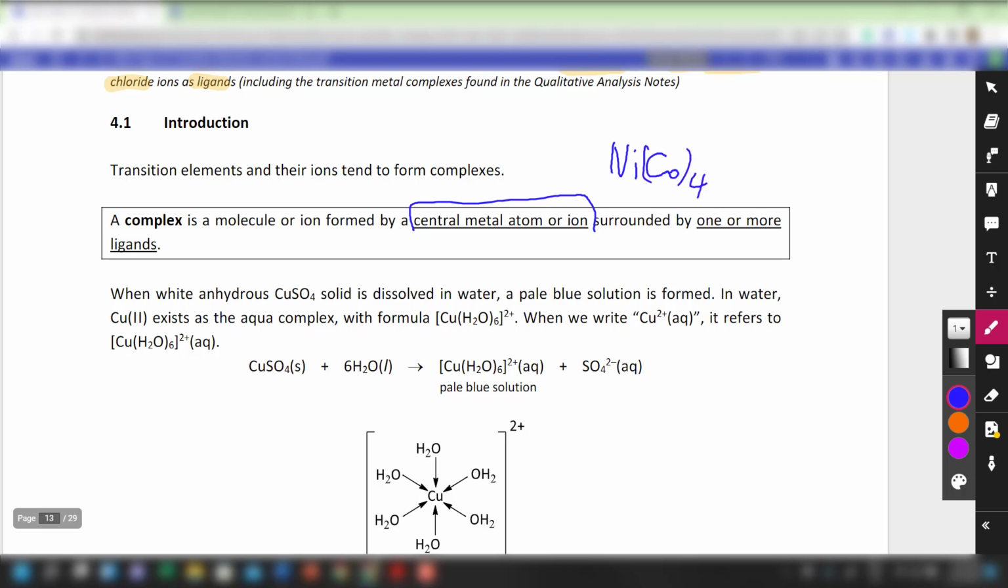Your nickel exists as an atom, and then your carbonyl, sorry, this should be CO. Your carbonyl is the ligand, which is also a neutral ligand. Do take note that a ligand need not be charged. A ligand can be neutral. For example, ammonia is a neutral ligand, carbonyl is a neutral ligand. Also, the overall complex need not be charged as well. For example, the tetracarbonyl nickel 0 complex is neutral in terms of electrical charge.